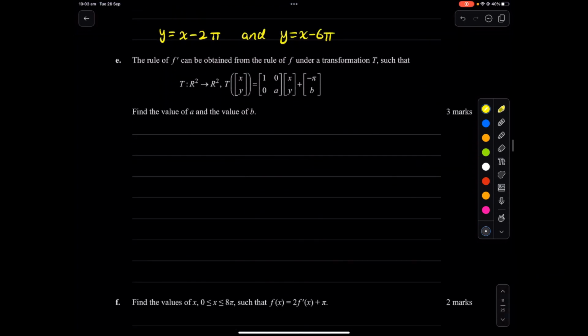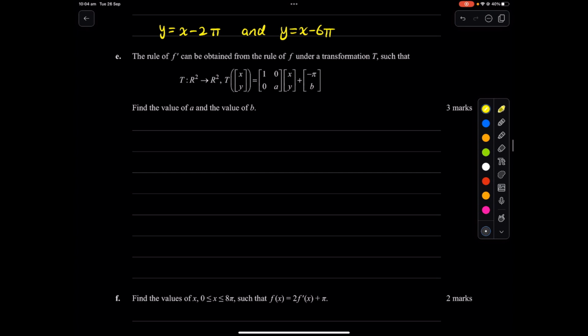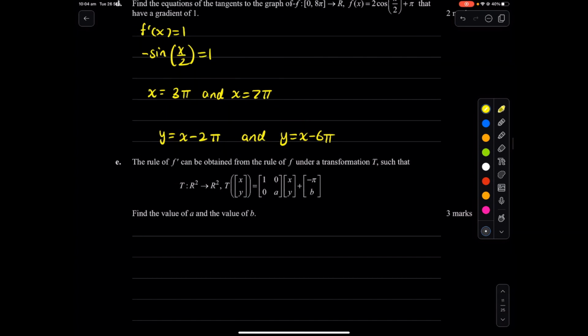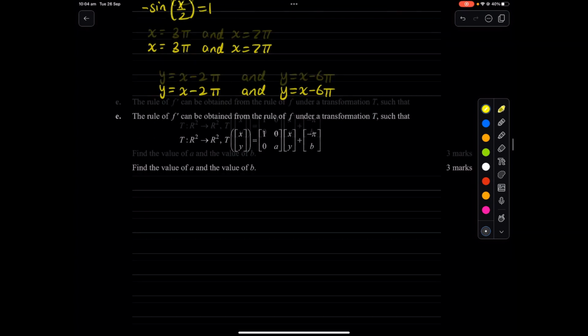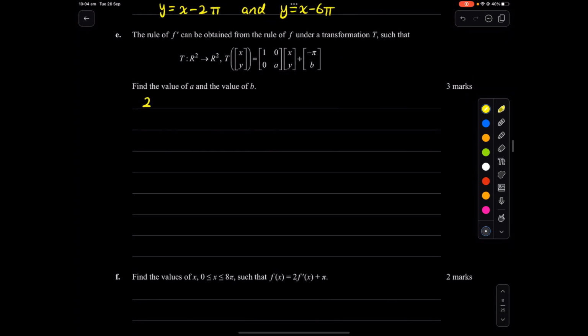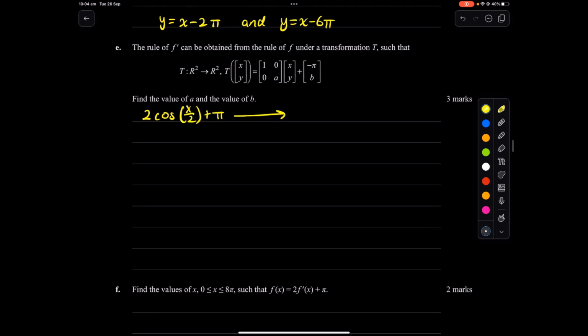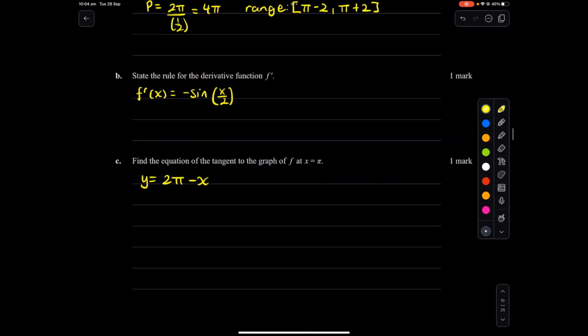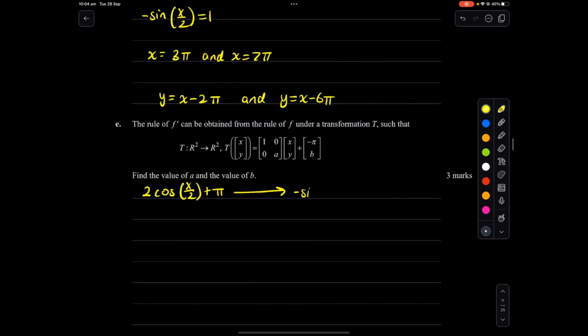Done. The rule f dash of x can be obtained from the rule of f under the transformation t, such that this, find the value of a and b. Okay, so what they're saying is, the rule of f can be obtained. So we're going from f of x. So our f of x is what? Well, if I just have a look, f of x is 2 cos x over 2 plus pi, to the f dash of x, which is negative sine x over 2. So negative sine x over 2.